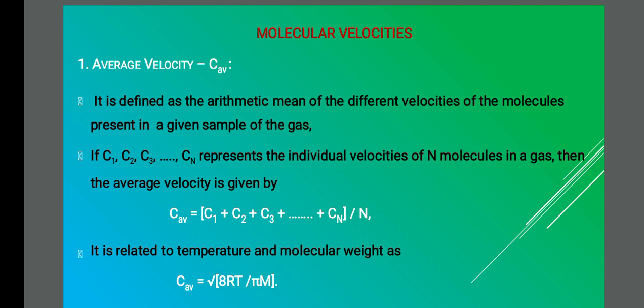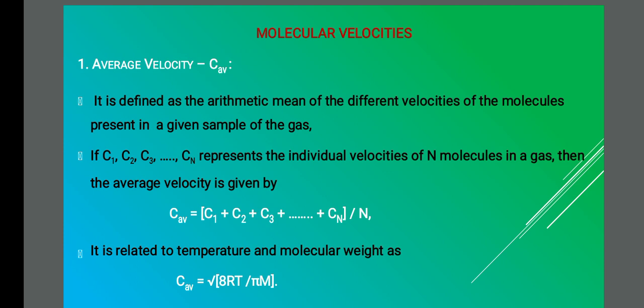Average velocity is defined as the arithmetic mean of the different velocities of the molecules present in the given sample of the gas. So we summate all the velocities and divide by the number of velocities. If we take 10 velocities, we add all 10 and divide by 10. That we call average velocity. So average velocity is defined as the arithmetic mean of the different velocities of the molecules present in the given sample of the gas. So this we call average velocity.